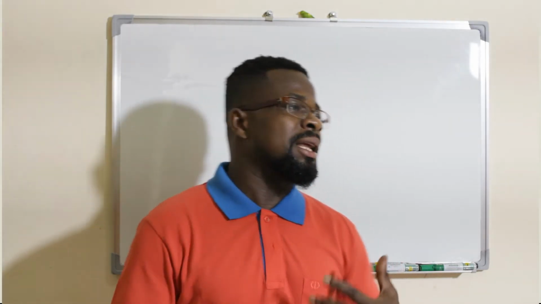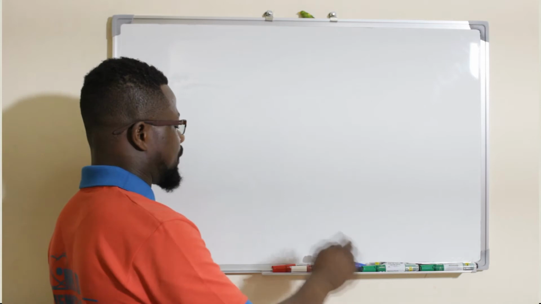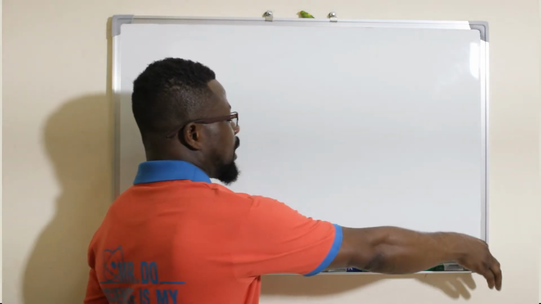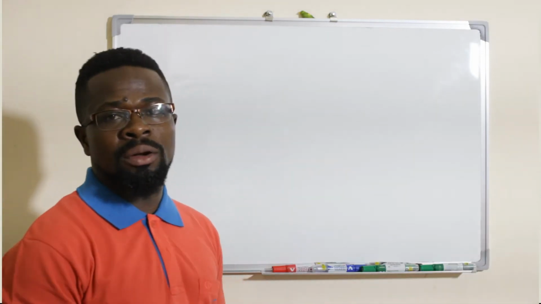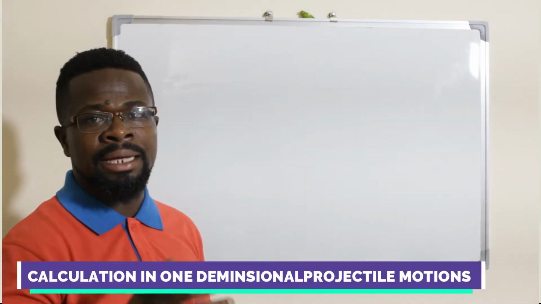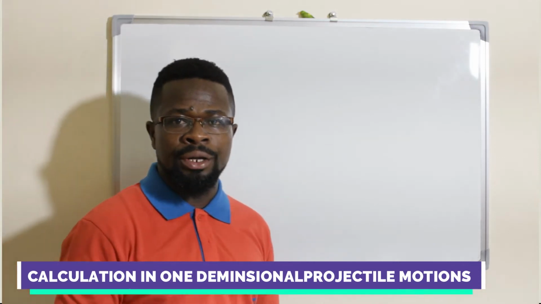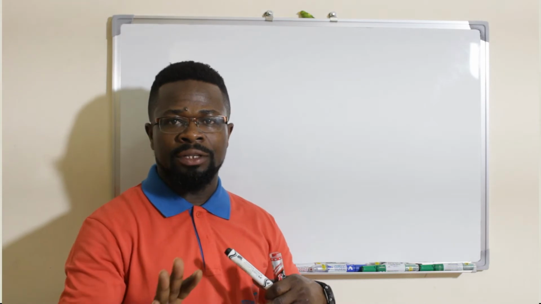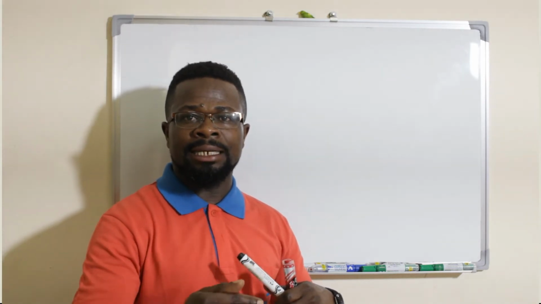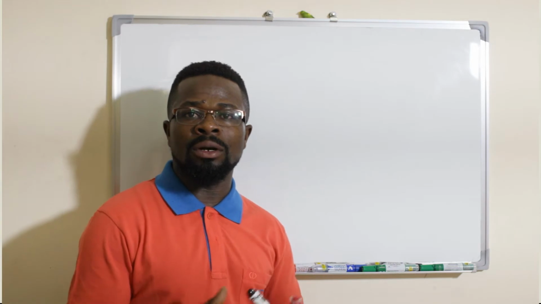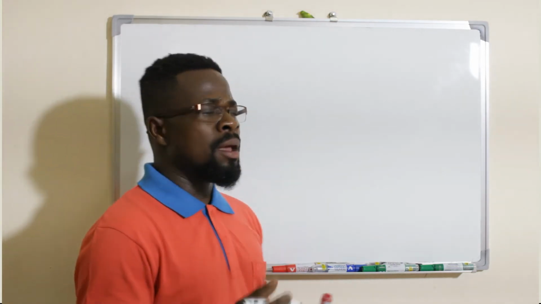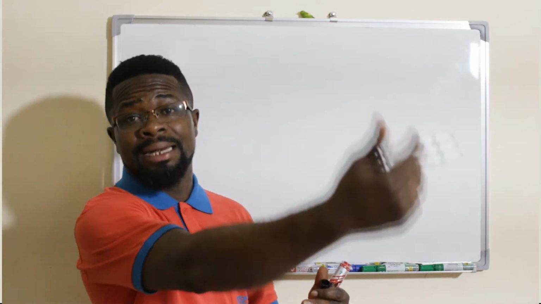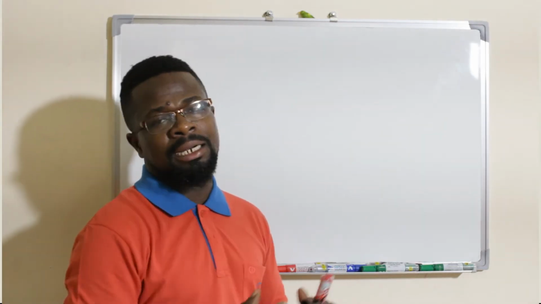But before then, let's remind ourselves of certain things that we have learned in terms of projectiles. A projectile is any object which is undergoing a to and fro motion under the influence of gravity. That means the only force that is acting on that particular object is the force of gravity. We have dealt with two-dimensional as well, but we are going to come back later to look at calculations under the two dimensions.